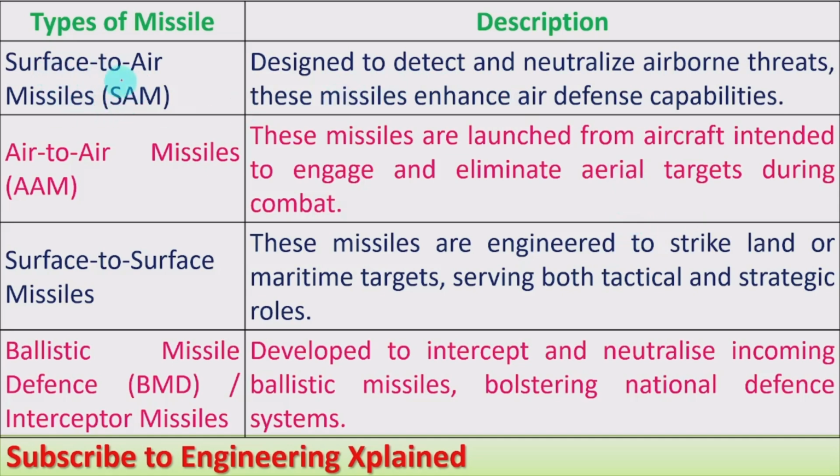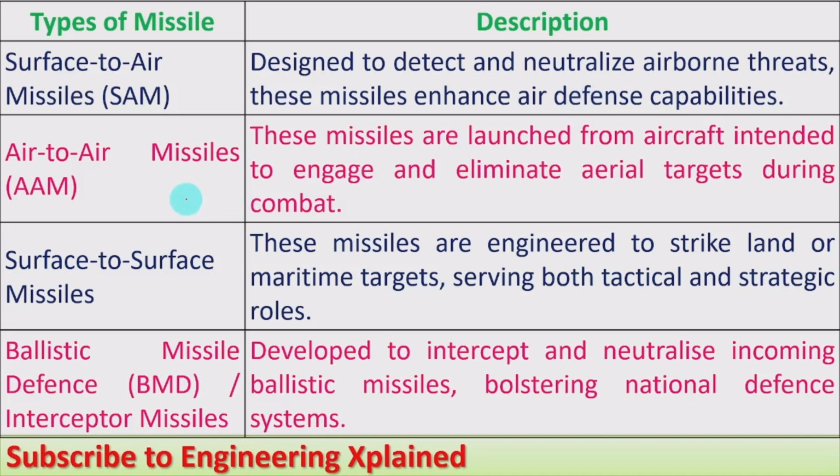The first one is surface to air missiles, SAM those are called, designed to detect and neutralize airborne threats. These missiles enhance air defense capabilities. From the surface, these are to be launched, and in the air, whatever the other threats are there, those are to be neutralized. That may be launched from the land or from air.